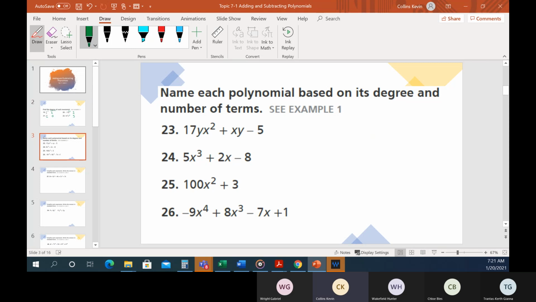Okay, so this says name each polynomial based on its degree and the number of terms. So again, the highest exponent we can find here is our degree, right? So this guy again would be a y to the first, x to the second. This would be x to the first, y to the first. And we know that the number is a 0 power. So what would be the biggest degree on this thing? What's the biggest exponent we can find by adding those guys together?